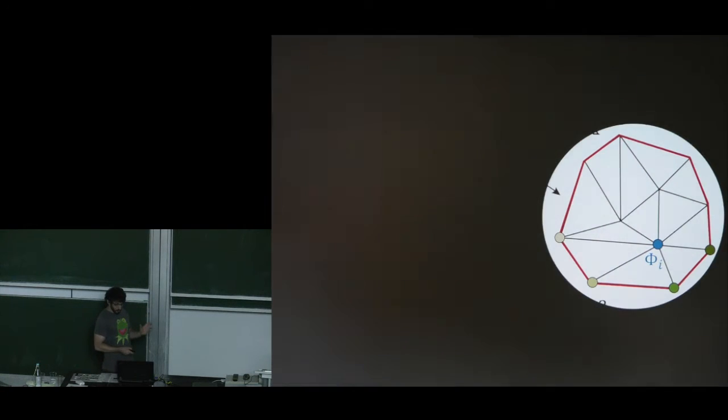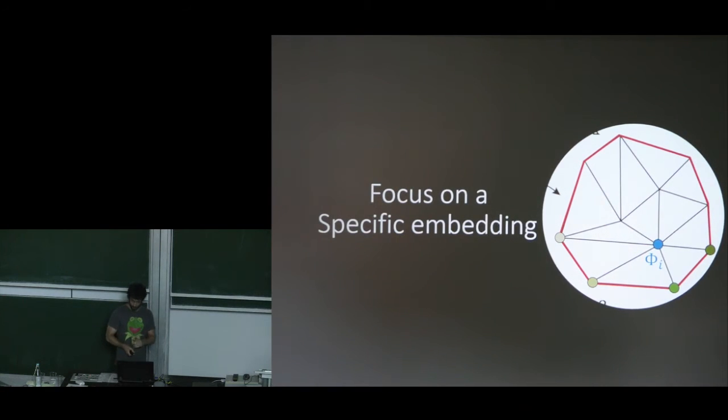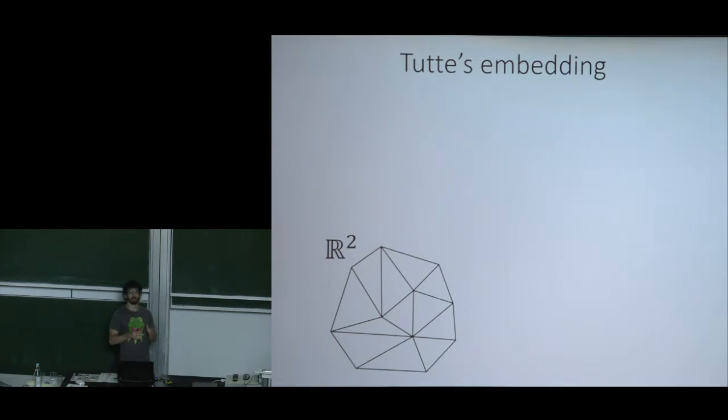So let's forget about the 3D mesh and focus on this embedding. And more than that, let's focus on a specific type of embedding, which is called Tutte embedding, and it's probably the most classic example of an embedding that you can think of.